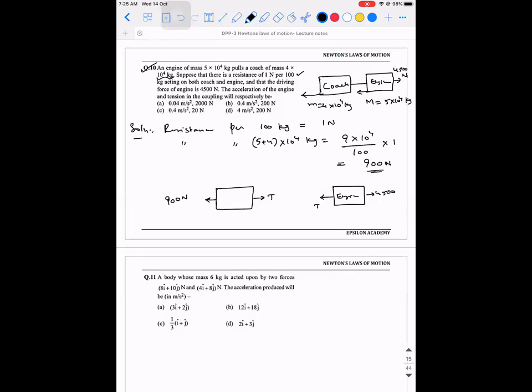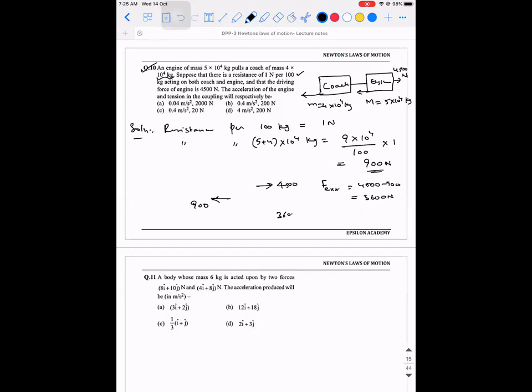Now, how will you find the acceleration of this? So, what is the net force? See, even without doing this, you could have found the acceleration. What is the net force acting on the system? I'll show you. 4,500 is acting to the right, and what is the resistive force that is acting on the whole system? That is 900. So, can I say total external force is nothing but 4,500 minus 900? That will be 3,600 Newton.